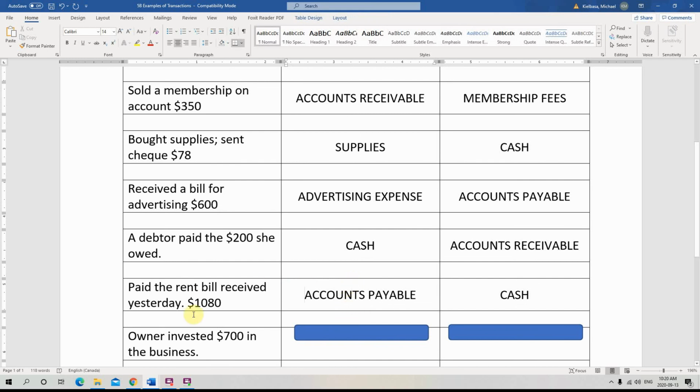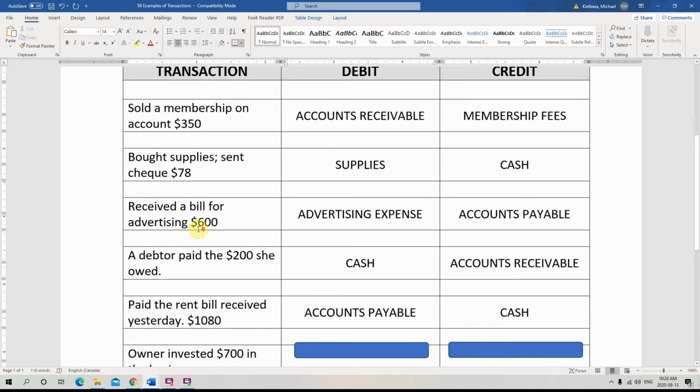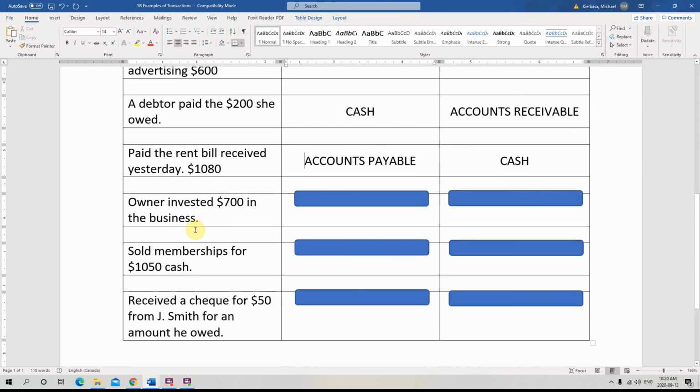All right, so you can see that we're starting to add on to what we've already learned in some cases. Just like the next one, you have to understand how to record assets, liabilities, and owner's equity. You can't forget because we're going to continue to have transactions that affect those accounts. So the owner invested $700 in the business. So cash is going to be debited and our capital account is going to be credited.